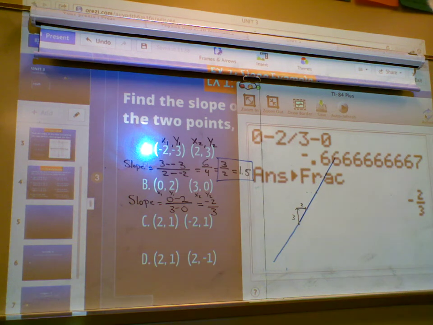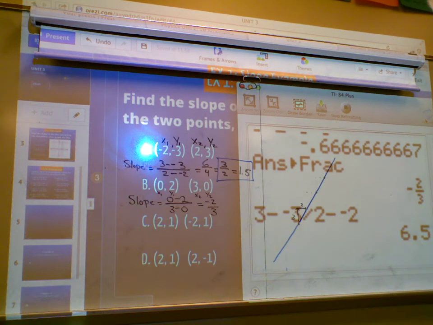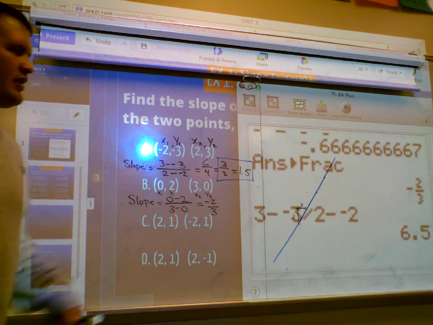Now it worked for this one, right? Well, let's try the other one. I'm going to do the first one on my calculator. So 3 minus negative 3 divided by 2 minus negative 2. Okay? So it looks like this, right? Is this going to work? No. There it goes. 6.5. Is 6.5 the same as 1.5? No. So why did it work for the first one, not for this one?